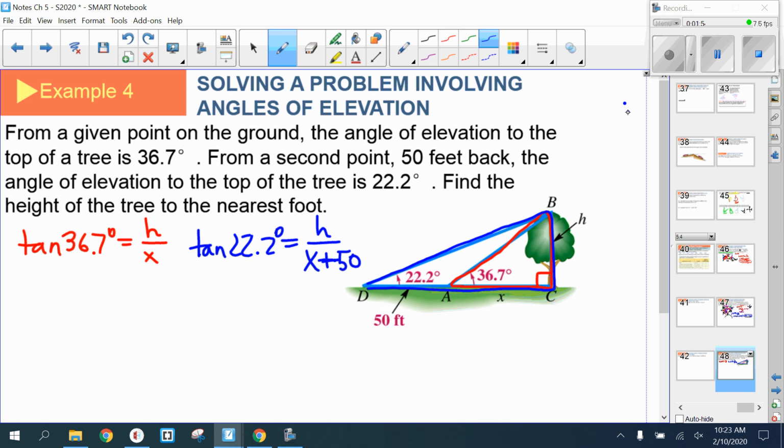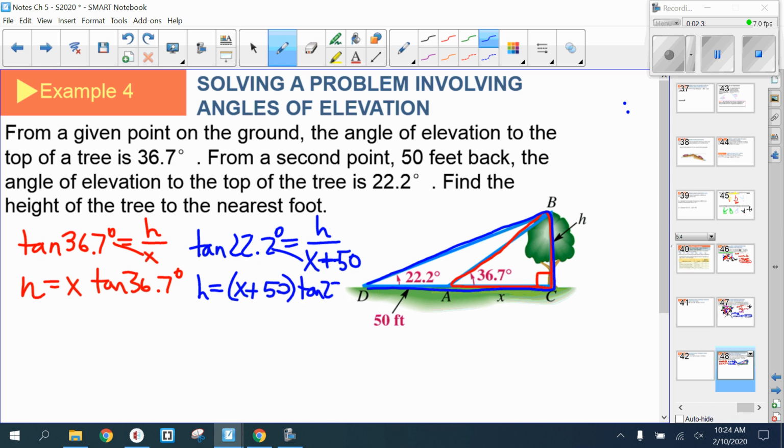So the key here is you've got two equations with two variables. You're going to have to solve a system of equations. Now, I know you've probably never solved a system of equations with trig in it before, but it's really not much different than any other algebra problem. What you might consider doing is isolating the h in each of these two equations. We've done problems like this where we've had to cross multiply. h is going to equal x times tangent 36.7 degrees here. And if you did the same thing with the blue one, h is going to equal x plus 50 times tangent 22.2 degrees.